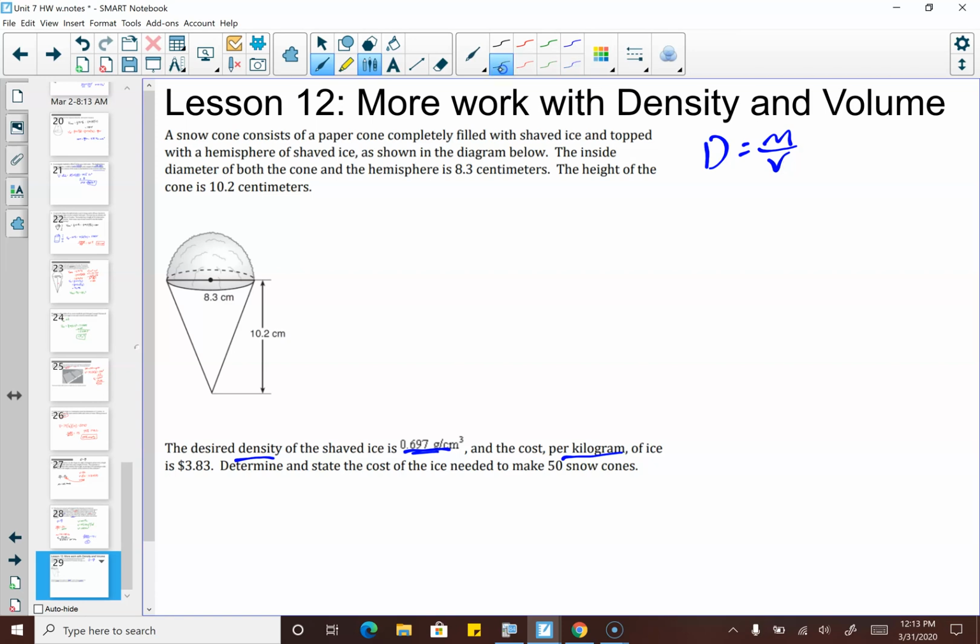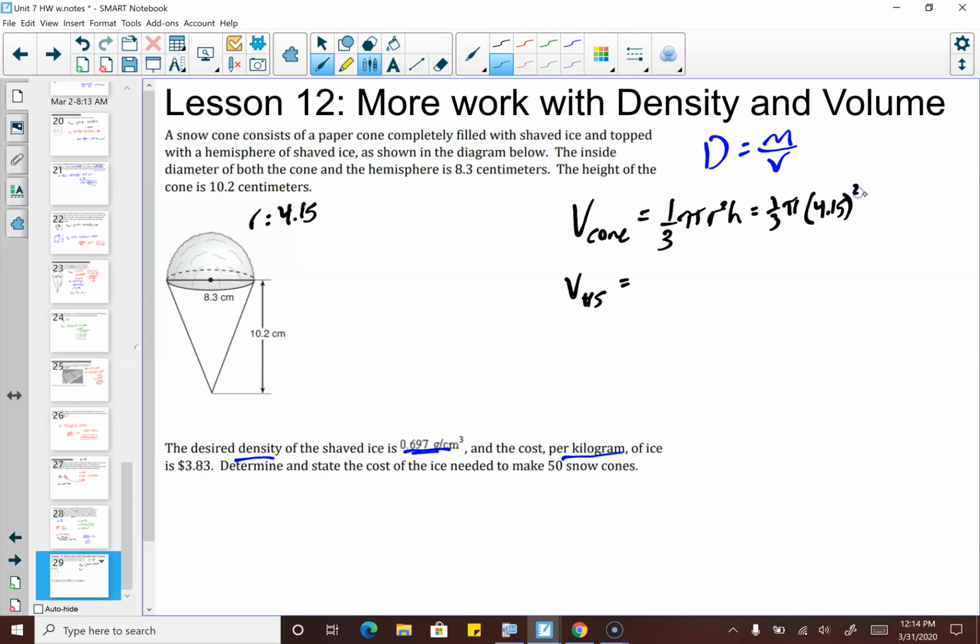But first things first, we have to find the volume of our cone and then the volume of our hemisphere, and we'll add them together to get our total volume for the ice. So for the cone, 1/3 pi r squared h. If we have a diameter of 8.3, we really have a radius of 4.15.